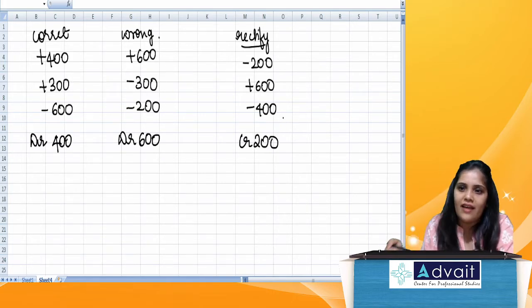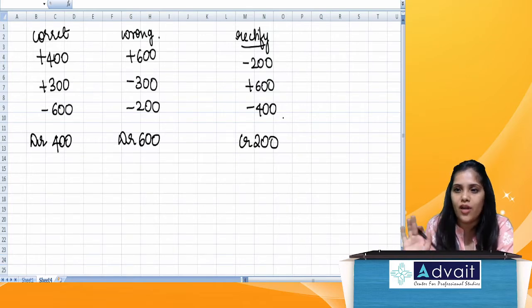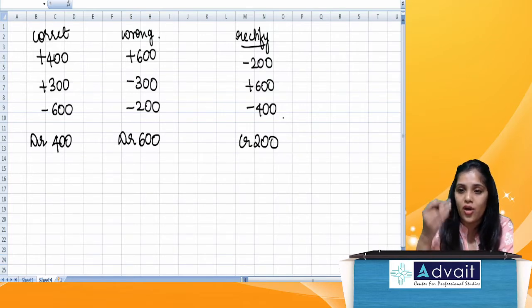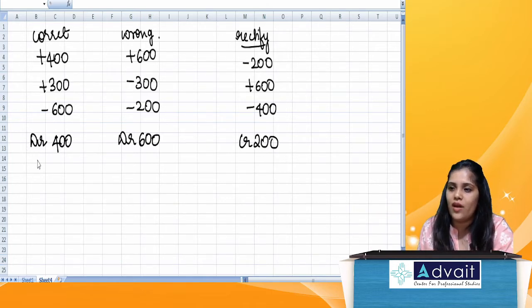You can't scratch or cancel it. You can't do that in accounts. In your accounts book, we don't do that. That is why we rectify it. We correct it.